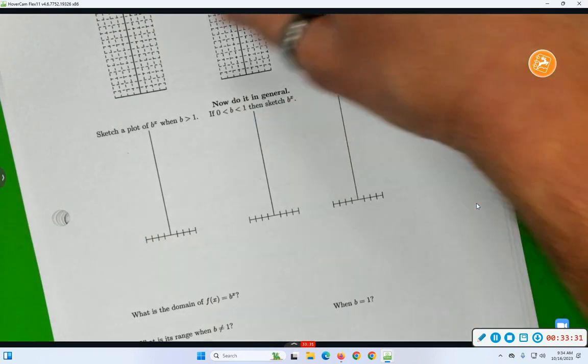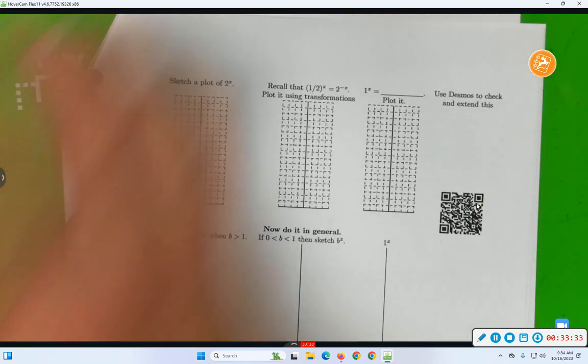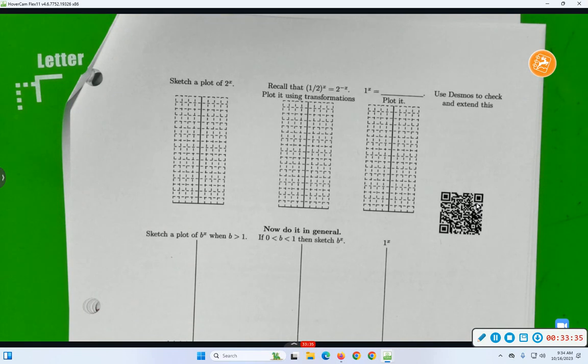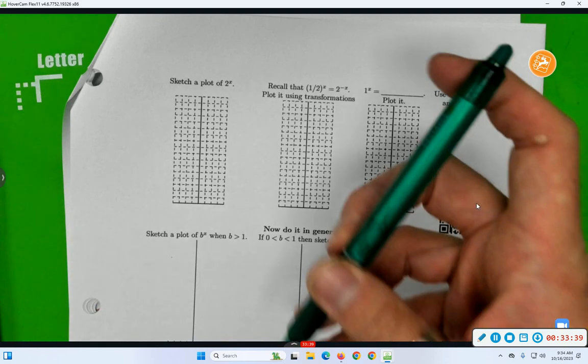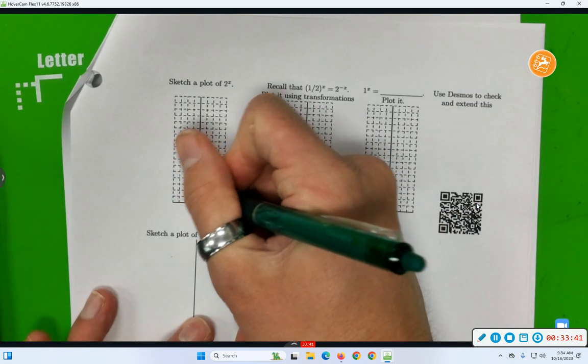So what I promised you next is just some more graphical observations. Simply remembering, we have the graph of 2 to the x. We saw that its graph looks something like this.